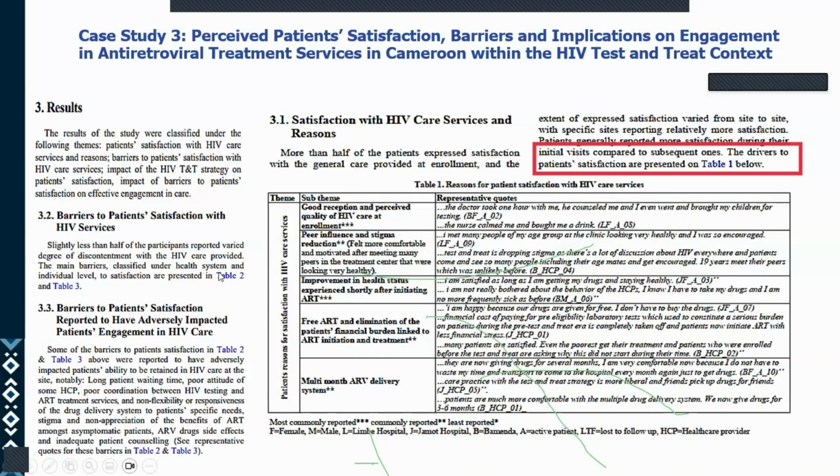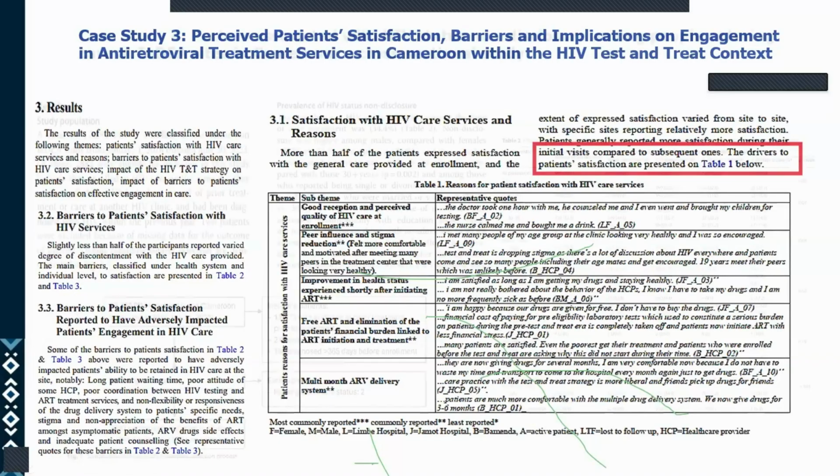The main barriers classified under health system and individual level to satisfaction are presented in table 2 and table 3. So sometimes in journals, if a table is too long, it is better to cut it so that it is easily visualized. It's better when each table is on one page, so that the reader does not have to keep turning to find information at the end of the page explaining what was done at the beginning of another one. You see, so you can cut it. You can also cut it according to the information presented.